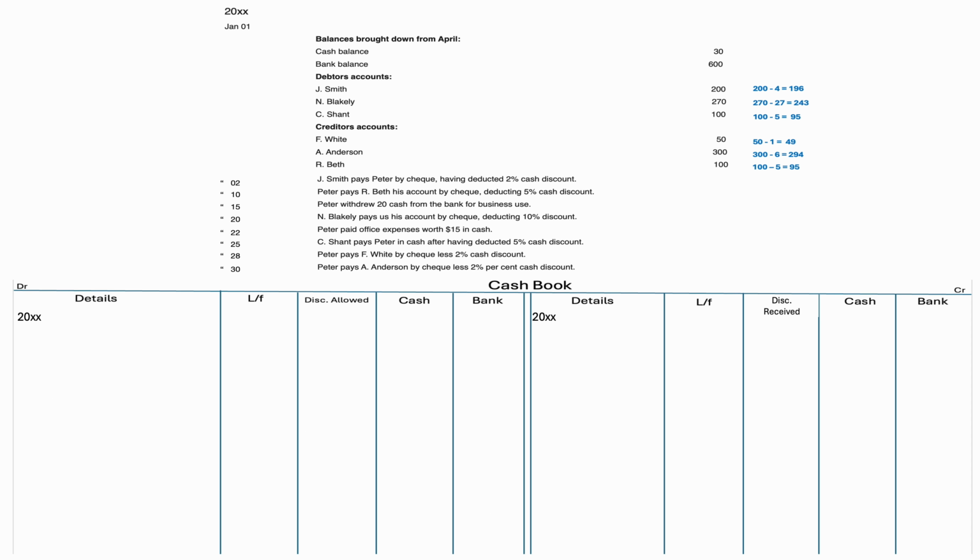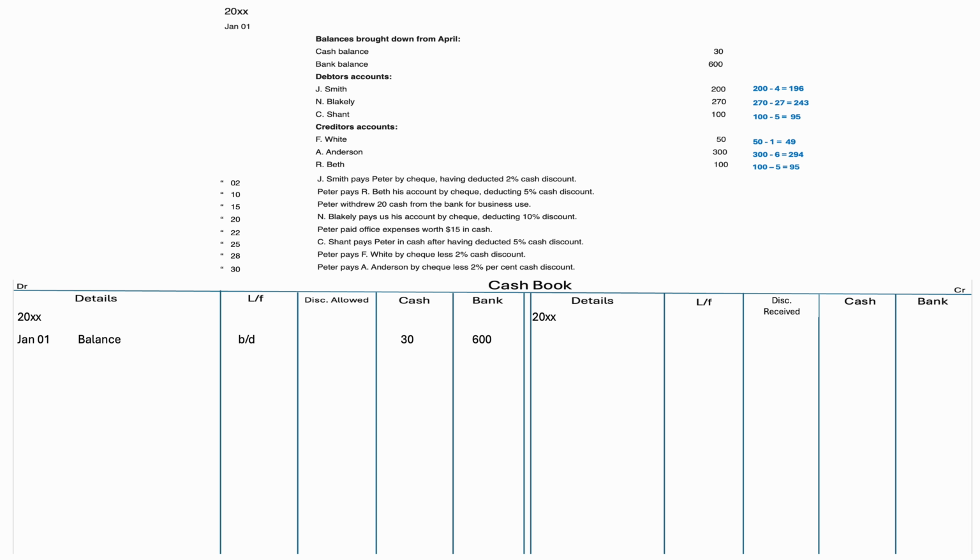First, we'll put the cash and bank balances brought forward from the previous month. So that's 1 January in the details column and balance. And then in the ledger folio column, we put BD, which stands for brought down from the previous month. In the cash column, we put $30 and $600 in the bank column.